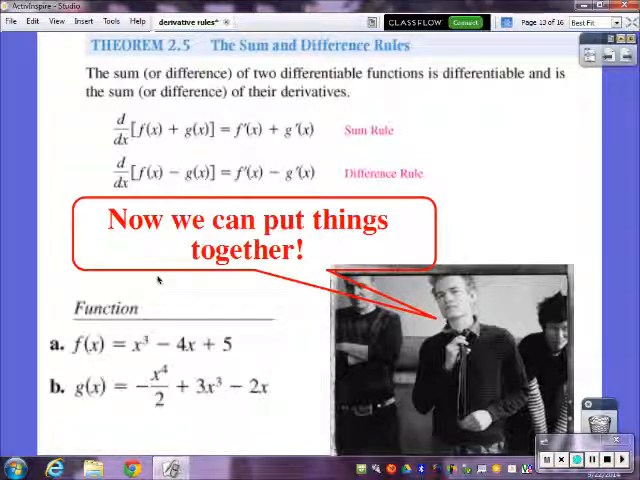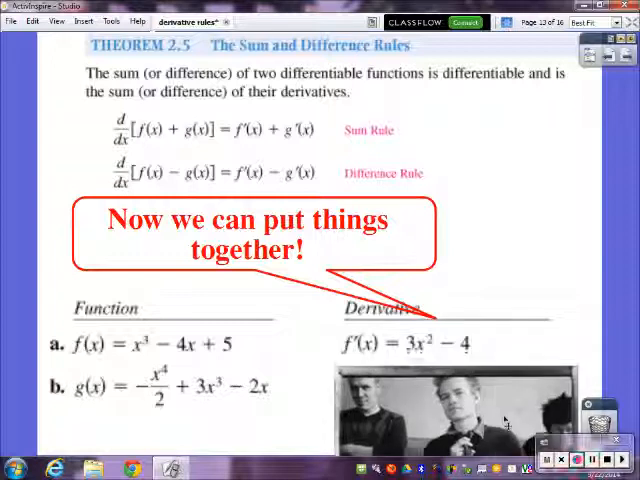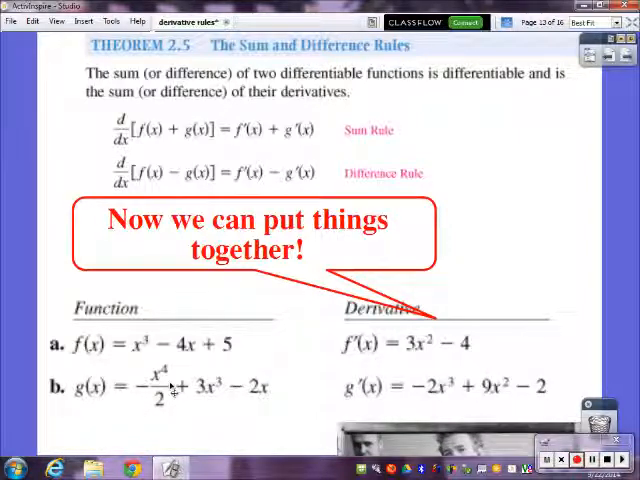So here we have f of x equals x cubed minus 4x plus 5. According to this rule, I can take the derivative of each term individually and then bring it all together for the derivative. So it would look like this. The derivative of x cubed is 3x squared, the derivative of negative 4x is negative 4, and the derivative of 5 is 0.